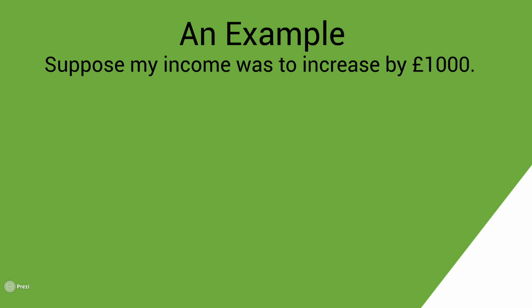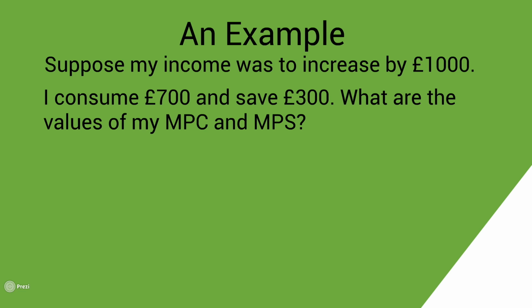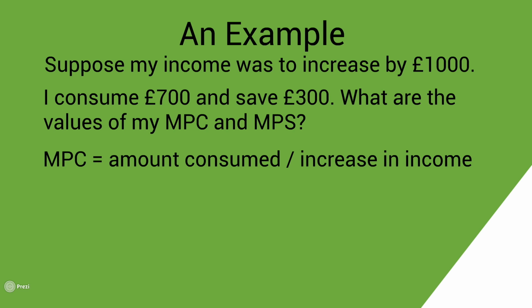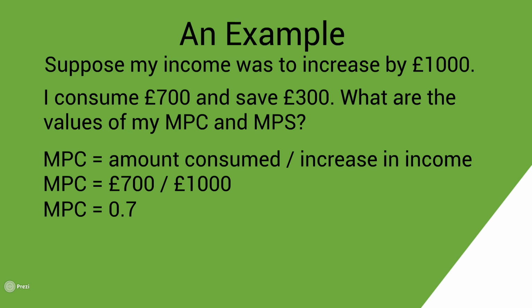Let's suppose that my income was to increase by £1,000. Of this £1,000 increase, I choose to consume £700 and I save the remaining £300. What are the values of my marginal propensity to consume and my marginal propensity to save? Marginal propensity to consume is worked out by dividing the amount consumed by the increase in income. The amount that I consumed was 700 and my increase in income was 1,000. So I do £700 divided by £1,000, which gives me a value of 0.7. My marginal propensity to consume is 0.7.